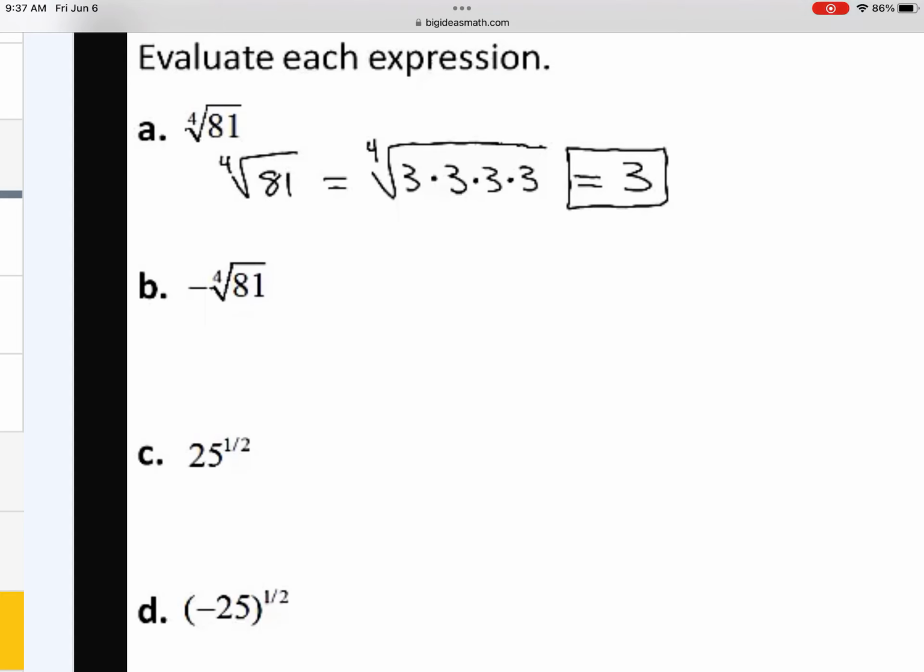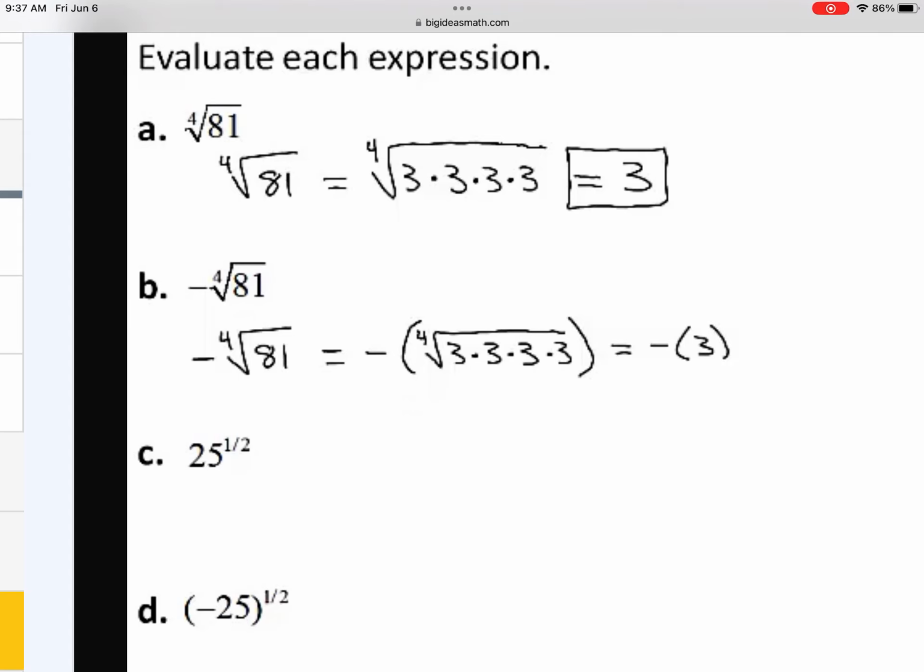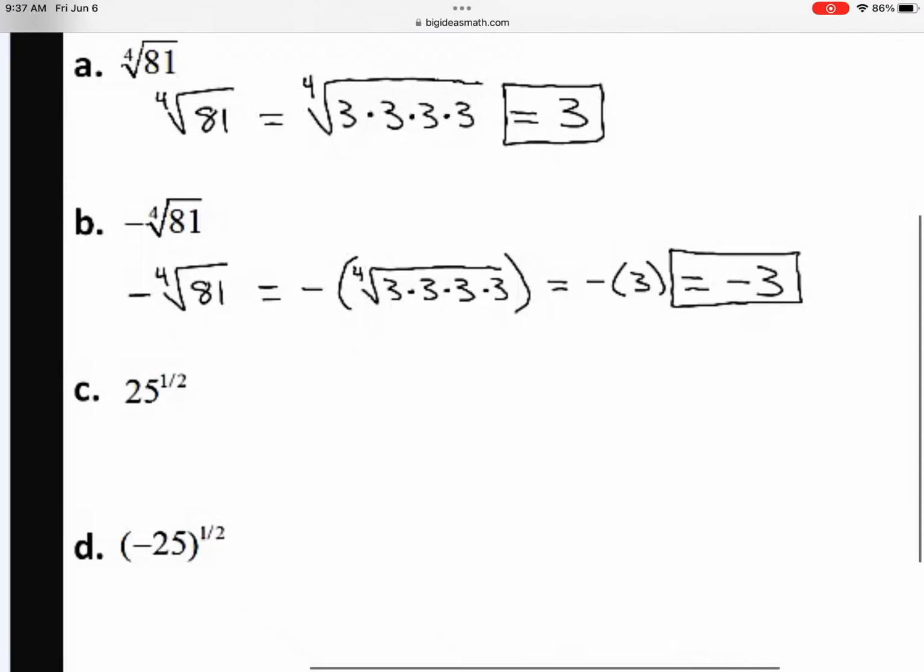Notice that 81 can be written as 3 times 3 times 3 times 3. So negative the fourth root of 81 equals negative the fourth root of the quantity 3 times 3 times 3 times 3. The fourth root of the quantity 3 times 3 times 3 times 3 equals 3. So negative the fourth root of 81 equals negative 3.